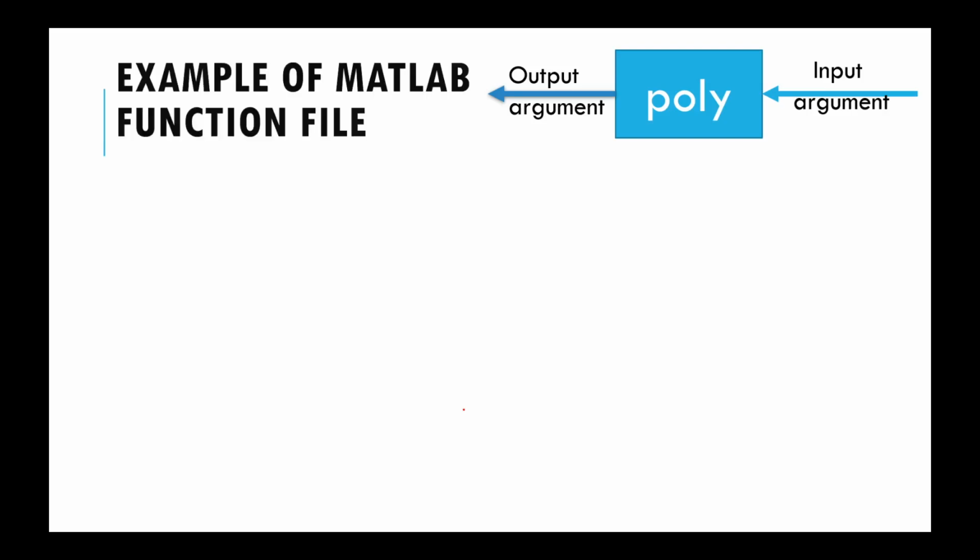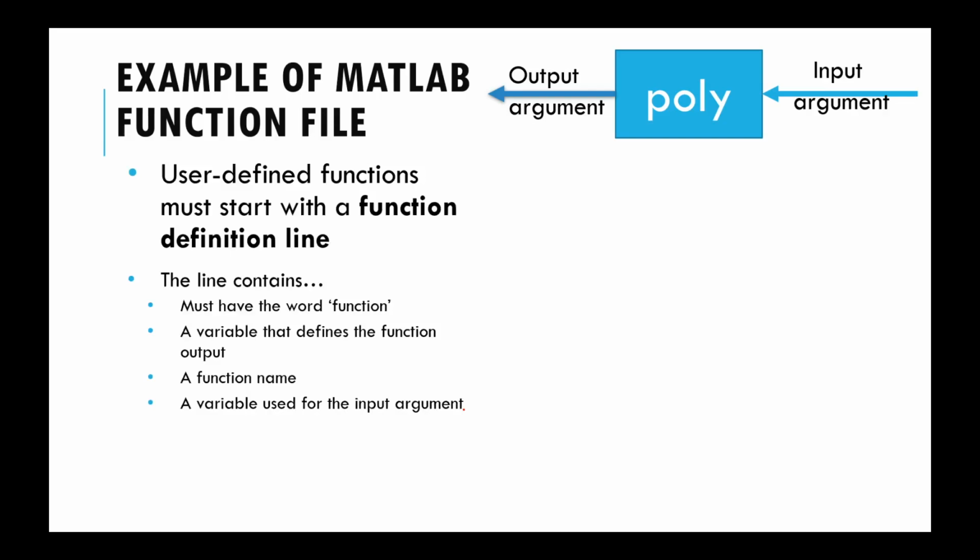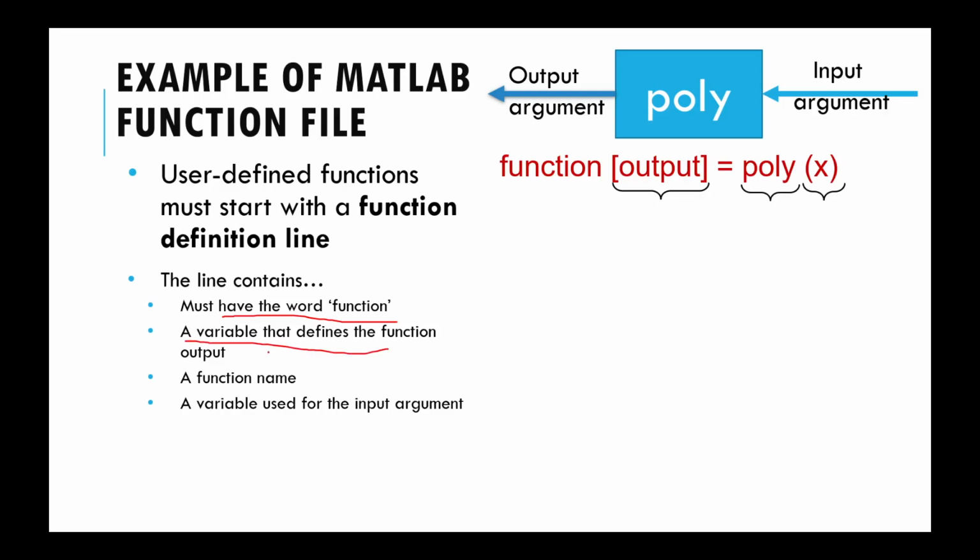Here is an example of a MATLAB function file. I repeat again that all user-defined functions must start with a function definition line. It is a rule that you must follow. So what does the definition line mean? First, it must start with the word function. And then it should also consist of a variable that defines the function output, and the function name.